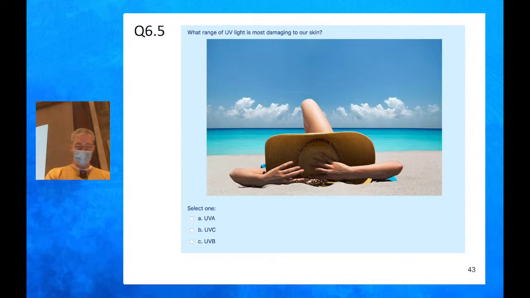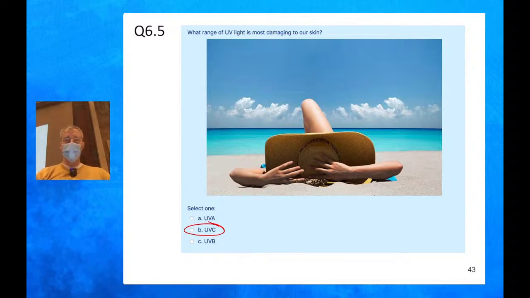Okay, what range of UV light is most damaging to our skin? UVA, UVB, UVC? It's kind of a trick question, actually. The one that's most damaging is definitely UVC. But this is risk and hazard. UVC is the biggest hazard. It causes the most damage. But it's lowest risk because none of the UVC from the sun actually reaches us. But just taking the question at face value, the answer is going to be UVC. So it's the most damaging to our skin.